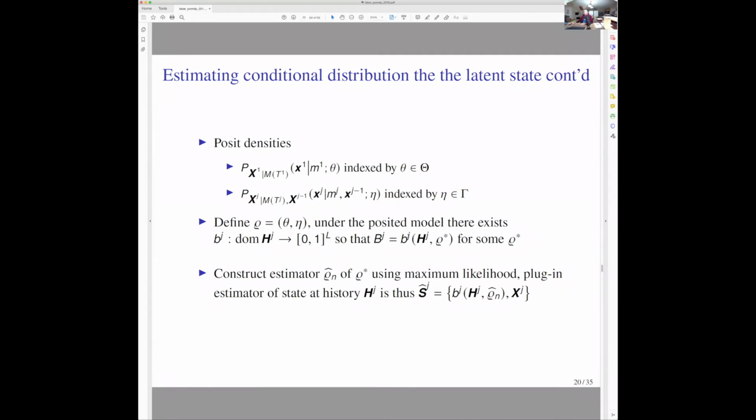is a deterministic function of the history and these parameter vectors rho, which you don't know. So the point here is that if you knew these parameters eta and theta, then you'd be in business because you could construct the distribution of the latent state given the history. It would just be this deterministic function of those parameters. It's a complicated function, but it's a deterministic function. And so the idea is just to construct an estimator rho hat of rho star using maximum likelihood. And then the plug-in estimator of the latent state, S hat j, would be b j, this function here, of the history and rho hat, comma, x j, and x j is observed. So this is how you construct an estimator of the latent state. It's just a matter of doing maximum likelihood and then plugging in, basically.